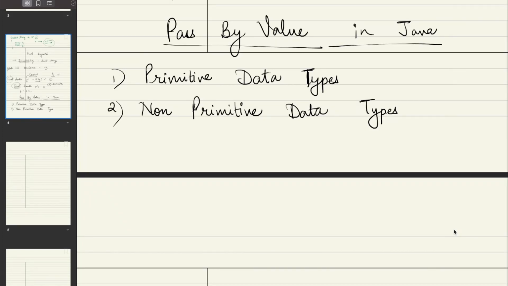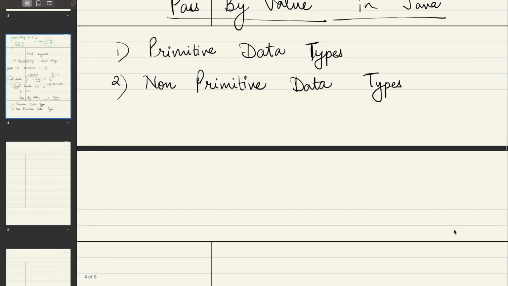Hi everyone. Today we're going to talk about pass by value in Java. Java as a language is actually pass by value, right? Let's talk about what pass by value means in the context of primitive data types in Java. Primitive data types are nothing but integers, floats, doubles, etc. And how does pass by value work when it comes to non-primitive data types like arrays and objects? Okay, so let's start.